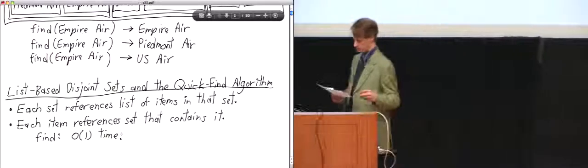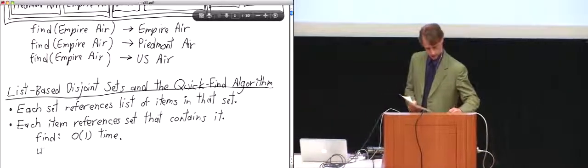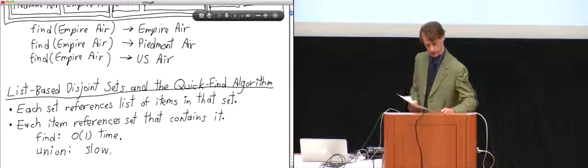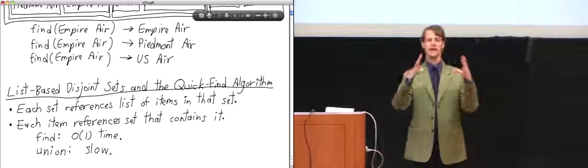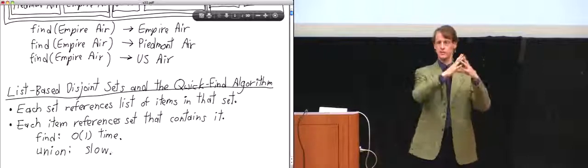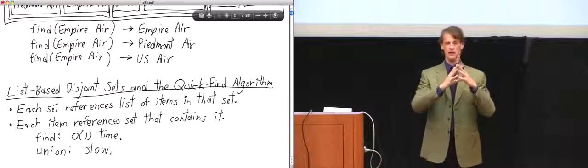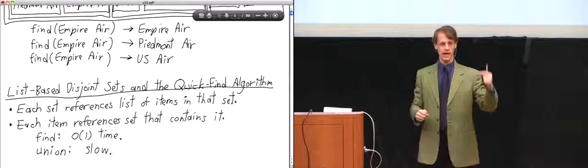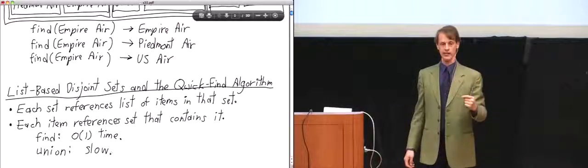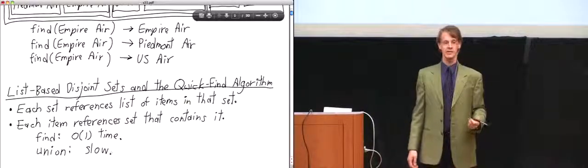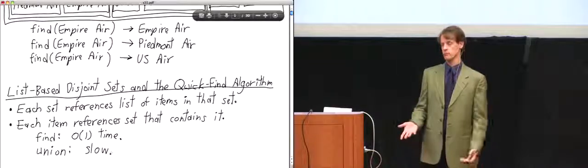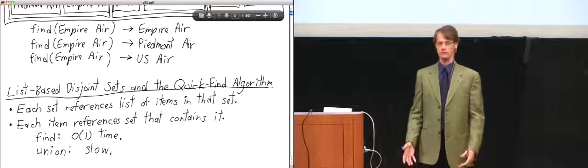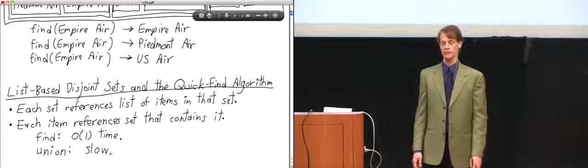Union operations are comparatively quite slow. And the reason is, if you have two big sets of objects and you decide to unite them into one set, then you have to go through one of the old sets and relabel every item in that set so it points to the new set. You have to change all the references in all those items. And it's linear time, but still, it turns out we can do a lot better.